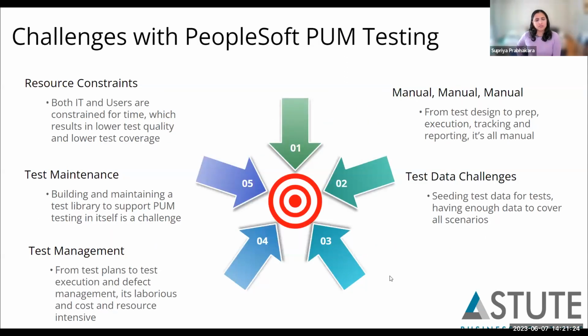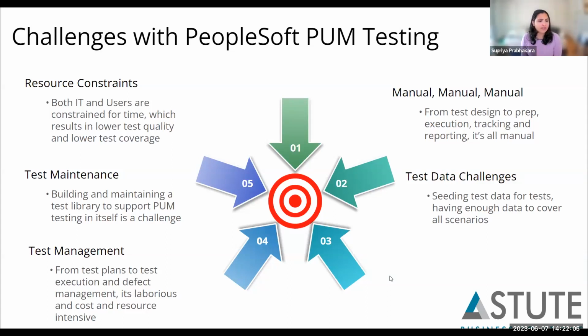So we'll go through some of the major challenges when you're doing PUM testing. The very first one being the resource constraints. So both the IT team and the users have limited time, so they won't be able to cover all the features or all the functionalities during their testing. If there are any customizations, enhancements, and bug fixes, they won't be able to test all of the features in all the modules, which will lower the quality of the test and also the test coverage.